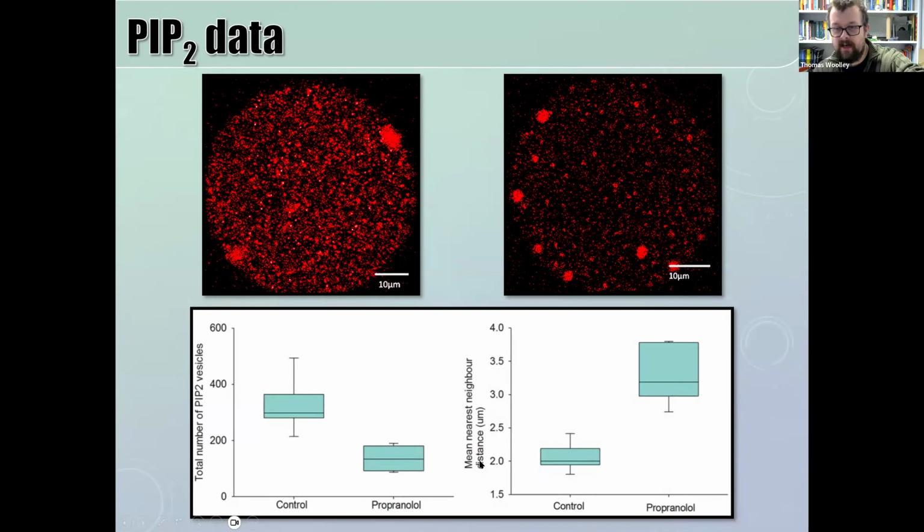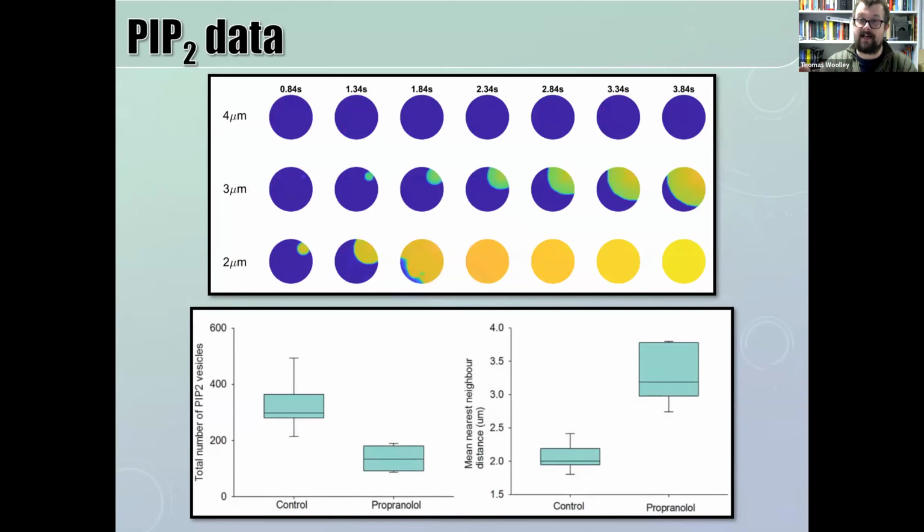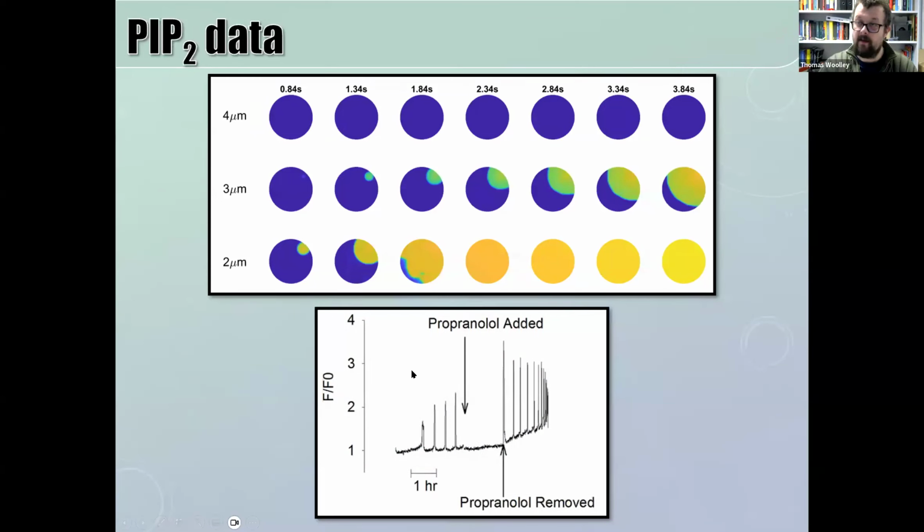Ignore the left graph and really focus on the right. In the control, the distance between the neighbors of the PIP2 vesicles is around 2 microns. When you add the propranolol, it goes up to 3, 4 microns. And that matches exactly what we see. In the first case, we get a wave crossing the cell. When we got to 3, 4 micrometers, the wave breaks down. And that's what you see in the data.